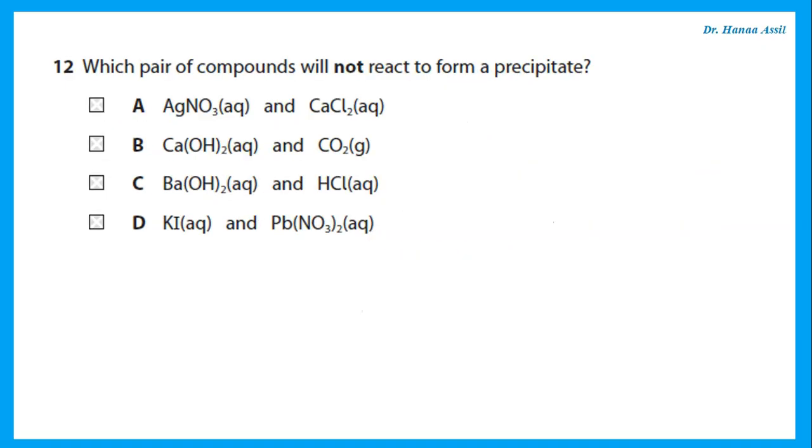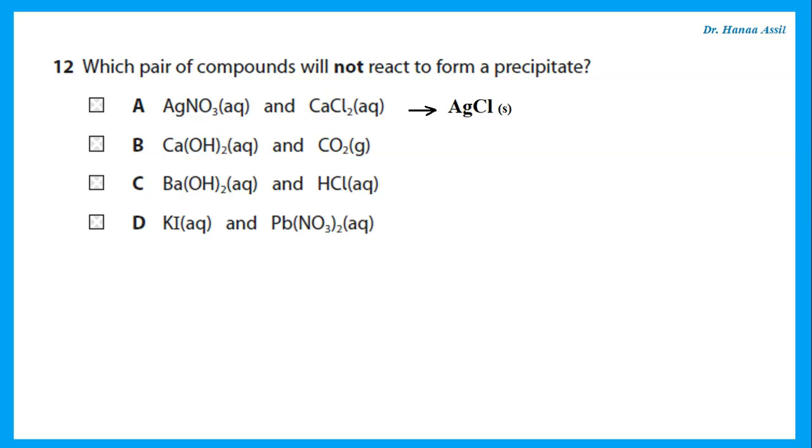Which pair of compounds will not react to form a precipitate? Remember, which of these would not form a precipitate? If I react silver nitrate with something that has chloride, remember that silver nitrate is used to test for the presence of chloride by forming a white precipitate. So this would give me a precipitate.